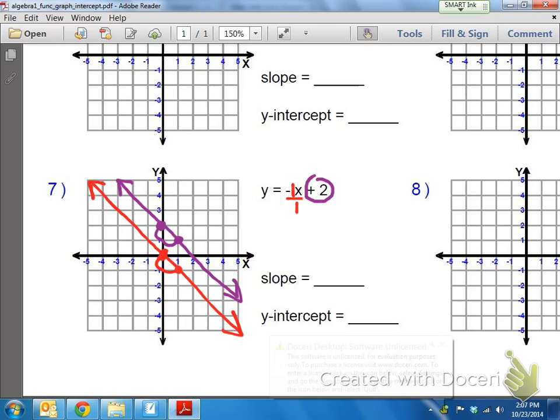So you notice the lines are all identical. They're the same exact slope, same exact direction. It's just moved 2 units up. So my slope, again, we know it, negative 1 over 1, and my y-intercept is positive 2.